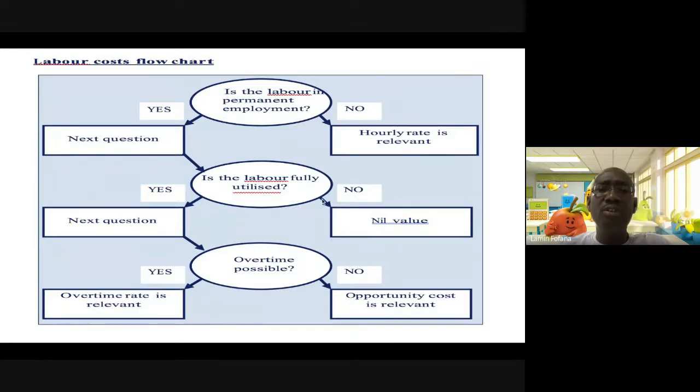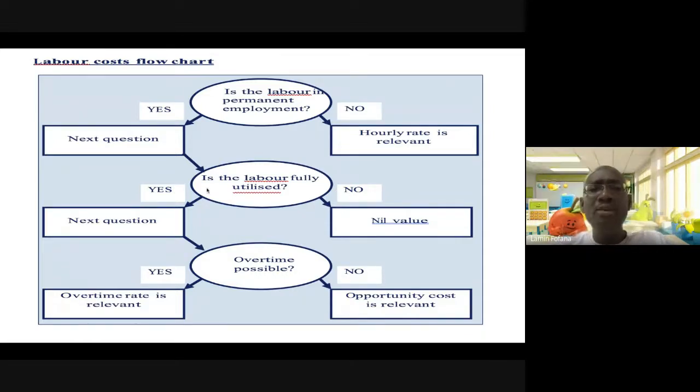So if the labor is not fully utilized, that means whether they work on this order or not, you still pay them salaries. So don't charge the labor cost on this order, because if you do that, you're going to inflate it. Some people don't know how to cost. That's why they lose customers.